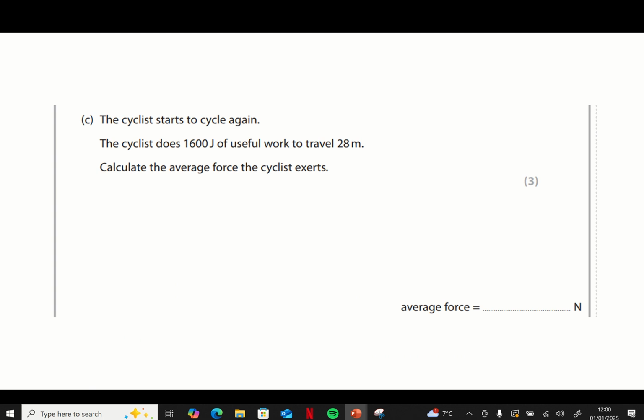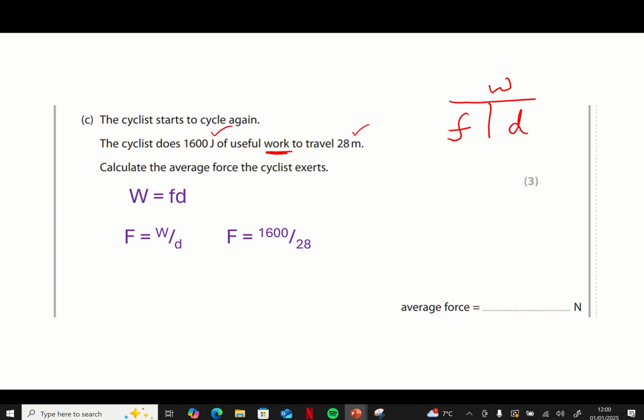Next one, it says the cyclist starts to cycle again. They've got 1,600 joules of useful work. I'm happy with that, no unit change. And I need it for 28 meters. I'm happy with that, no unit change. And for this, we're going to need fat, wobbly dinosaurs. So we want to work out the average force. We know that work equals force times distance, as in the fat, wobbly dinosaurs there. So F equals the work divided by the distance, 1,600 divided by 28. I've worked out my force.